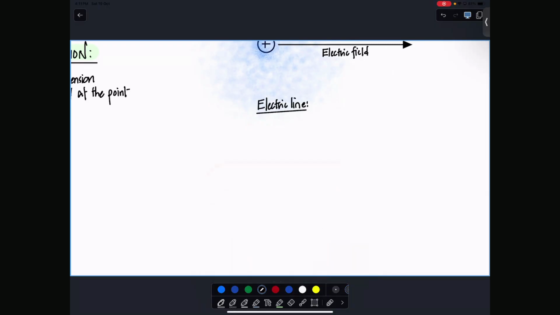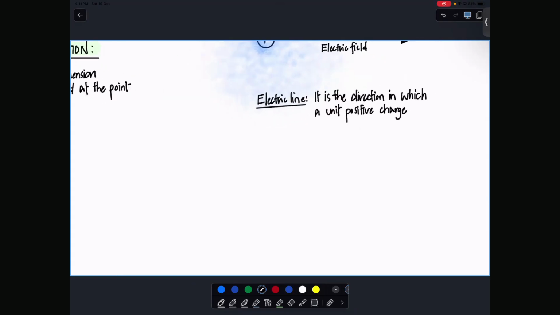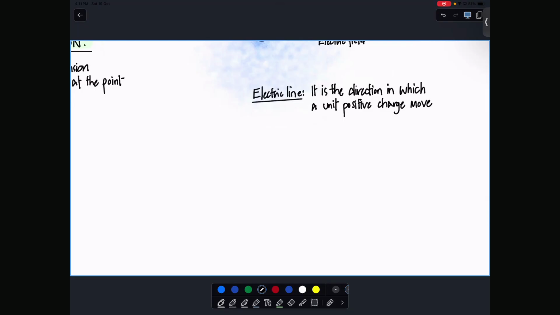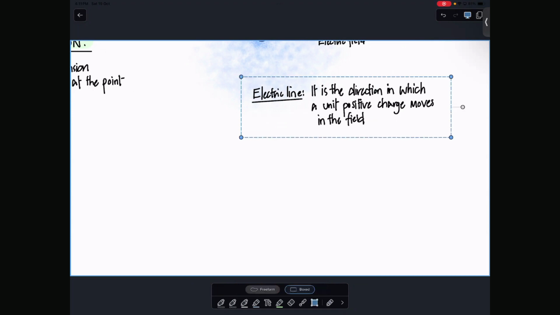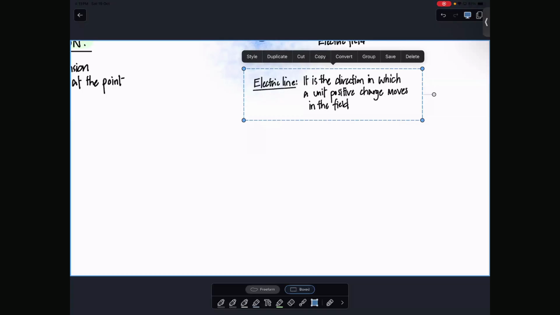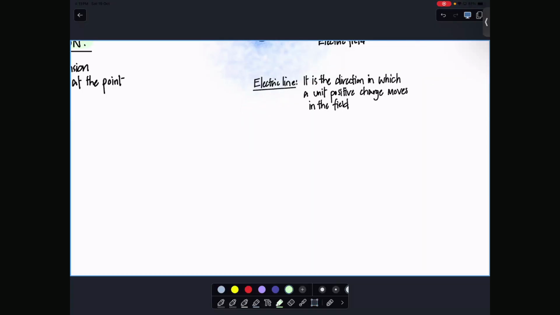Okay, it is the direction in which a unit positive charge moves in the field. So the electric field line is the direction in which a unit positive charge moves in the field. So it's the direction of your positive charge movement.